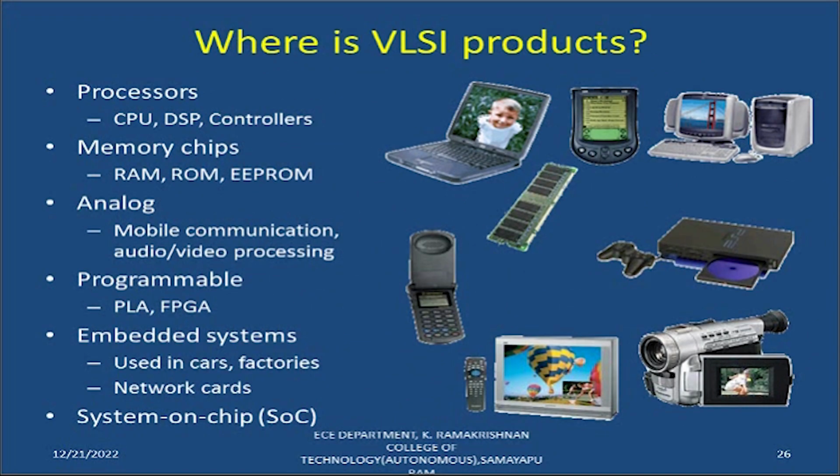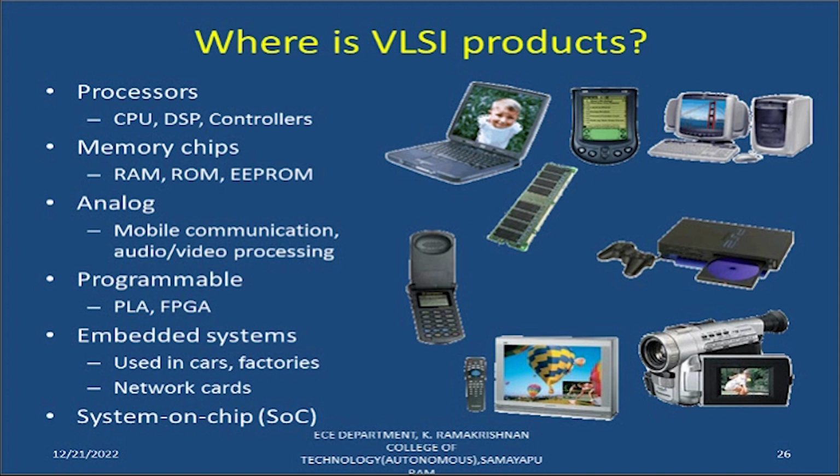So at present, where are VLSI products used? If you take a processor, it is used for designing a CPU, that is central processing unit, then digital signal processors, controllers, all are designed by means of VLSI. And if you take a memory chip, it is used to design RAM, that is random access memory, read-only memory, and electrically erasable programmable read-only memory.